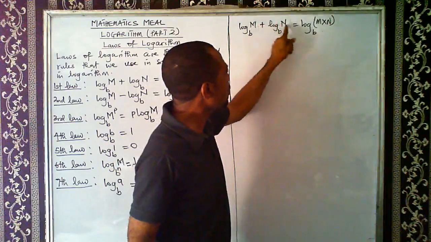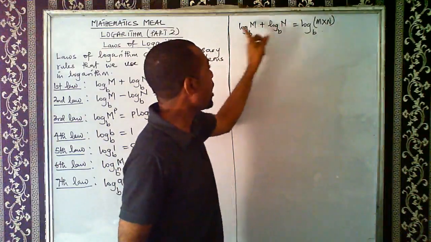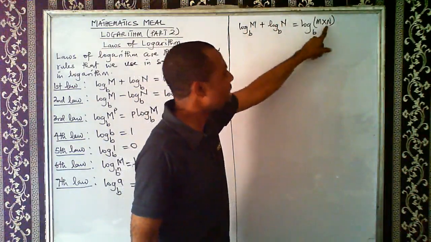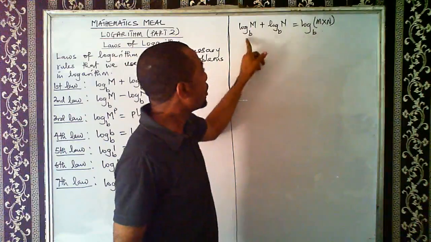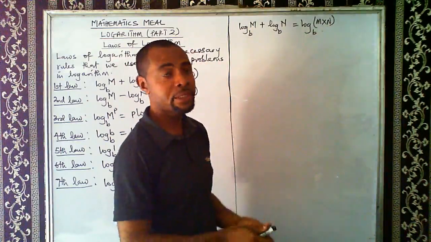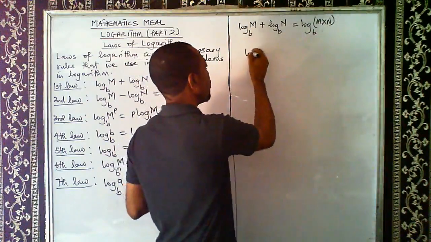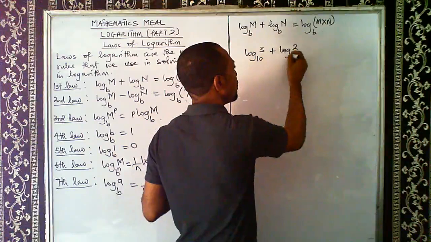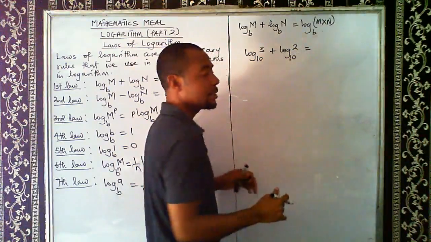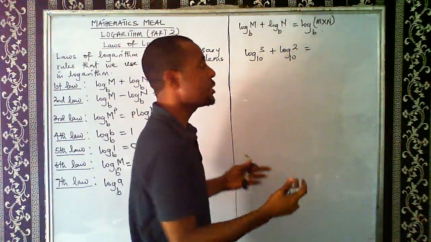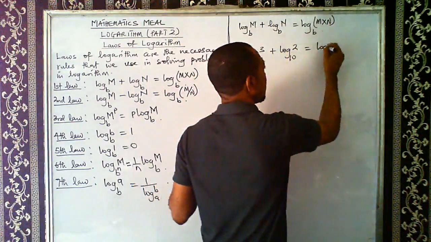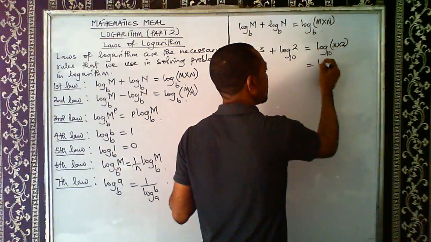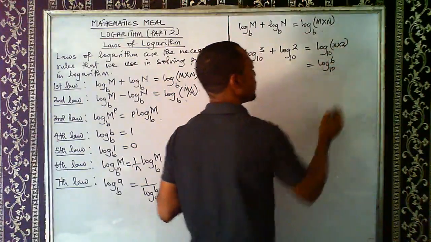So then multiply the numbers. So when we are adding logarithms of the same base, we multiply the numbers in that logarithm under the common base. So if I have log 3 in base 10 plus log 2 in base 10, I can put it in simpler form by saying log in base 10 of 3 times 2, which will give me log 6 in base 10.